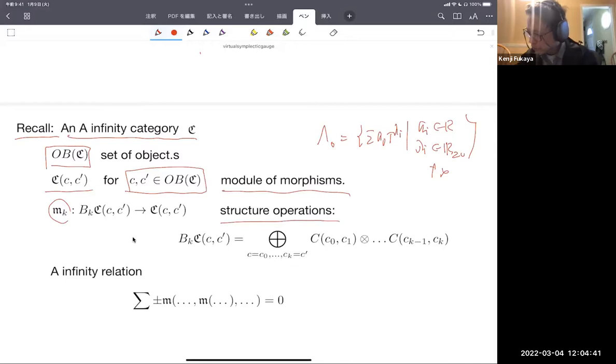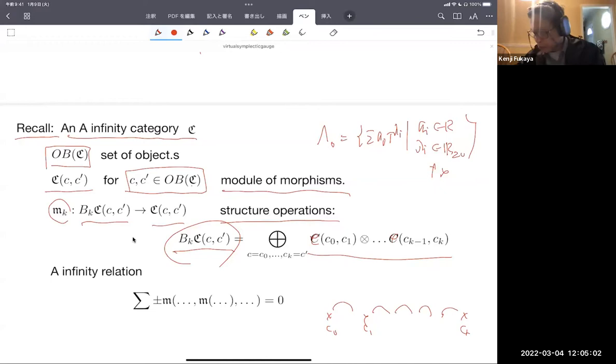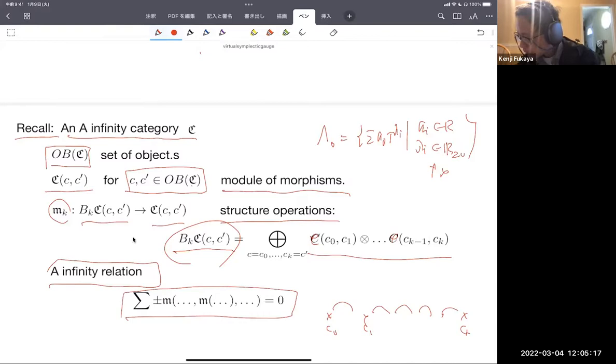If you take the bar complex, which is a tensor product of C_0, C_1, ..., C_k, we have a map from this bar complex to the morphism space from C to C prime. This is m_k. The A-infinity relation, I think many of you know, is a relation like this: if you iterate m twice, then the sum is zero. In this case, I think m_0 is zero.